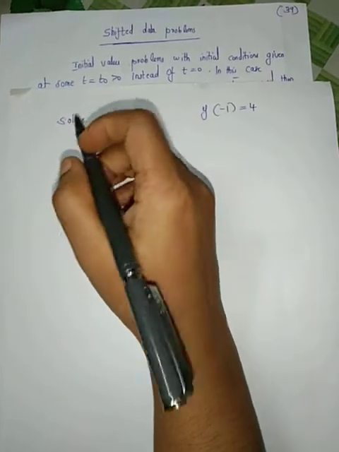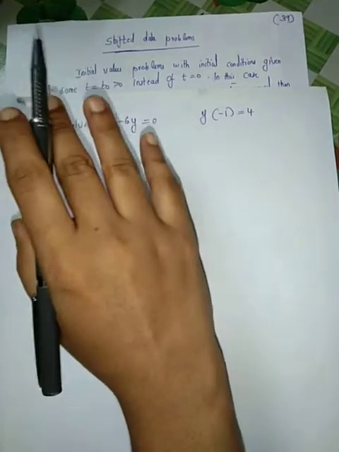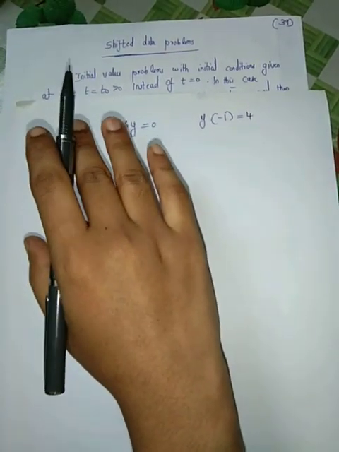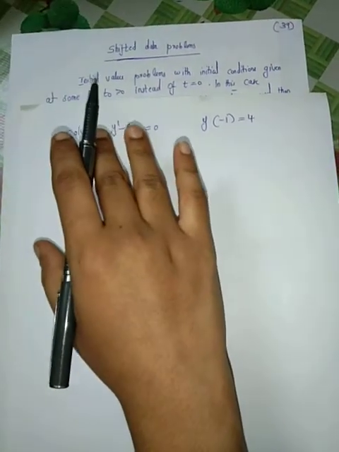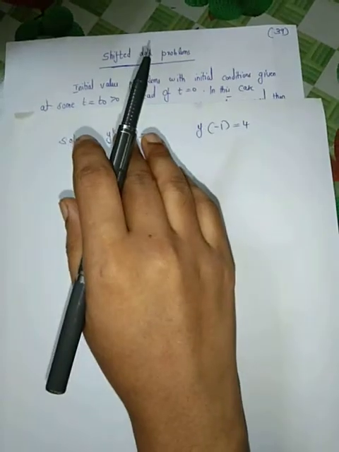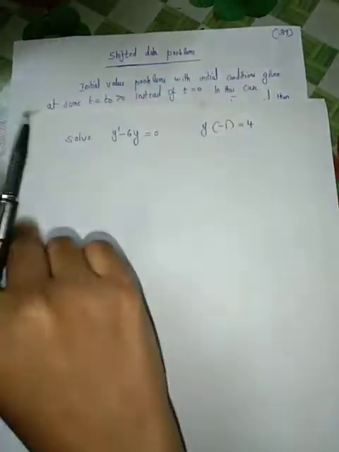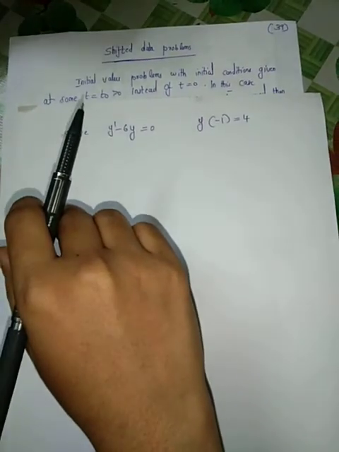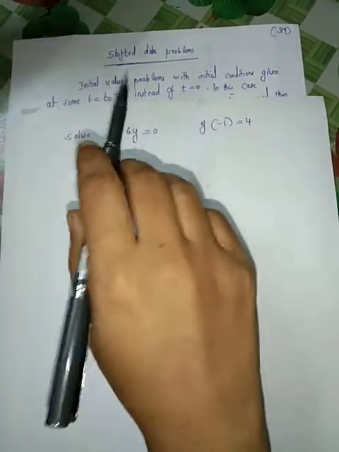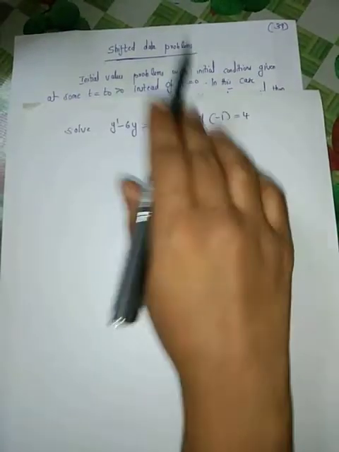In this session, we will discuss shifted data problems. In the above problems, we solved differential initial value problems with the initial conditions at t equal to 0. That is, the initial conditions will be y of 0 equal to something and y dash of 0 equal to something. Initial conditions at some t equal to 0.